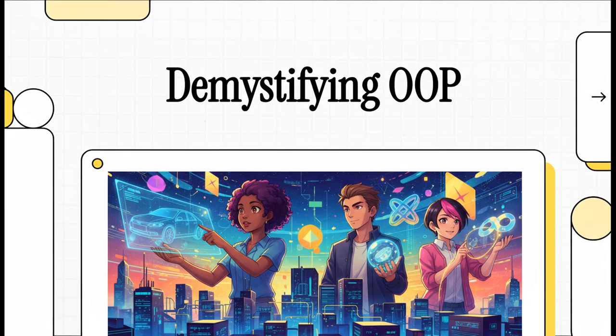Ever wonder how a massive video game keeps track of thousands of different characters, all doing their own thing at once? Or how a website like Amazon can juggle millions of products? Well, the secret sauce behind all of it is a really cool concept called object-oriented programming, or OOP for short. And at its heart, it's all about one simple idea, modeling the real world right there in the code. Okay, let's dive in and see how it all works.